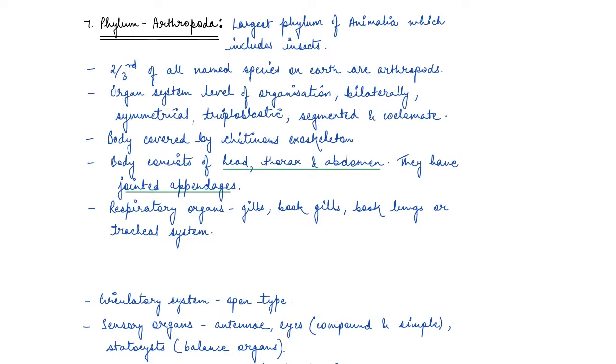Now what kind of body organization do they have? They have organ system level, so basically the body organization is advanced. They are bilaterally symmetrical. Then they are triploblastic. They have ectoderm, endoderm, and mesoderm. Right? They are segmented and they are coelomate. They have a true body cavity as well. Now the body of arthropods is covered with chitinous exoskeleton. So they have a hard covering basically.